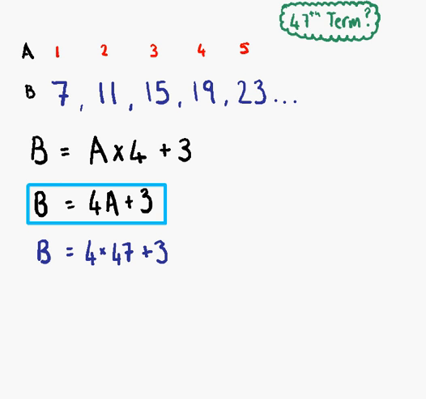So B equals 4 times 47 plus 3. 4 times 47 is 188. We still need to add 3. 188 add 3 is 191. So B, our 47th term, is 191. And that's our final answer.